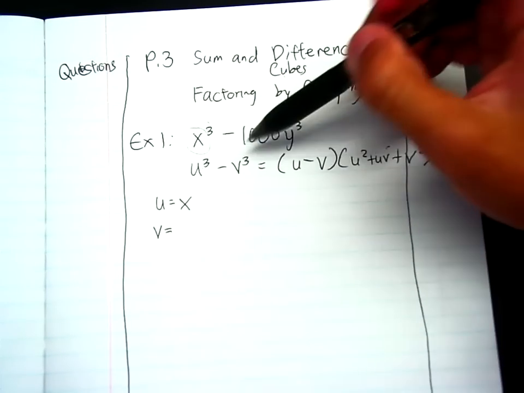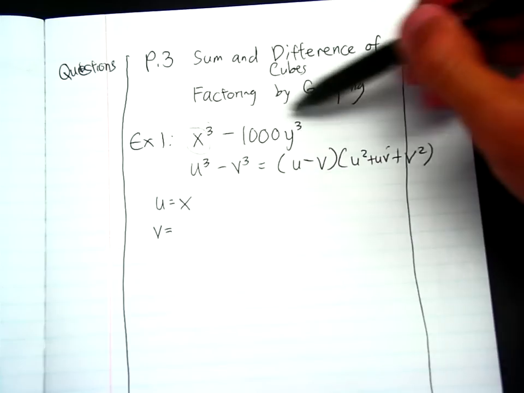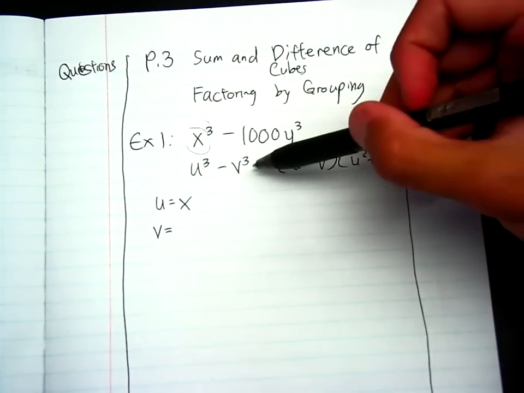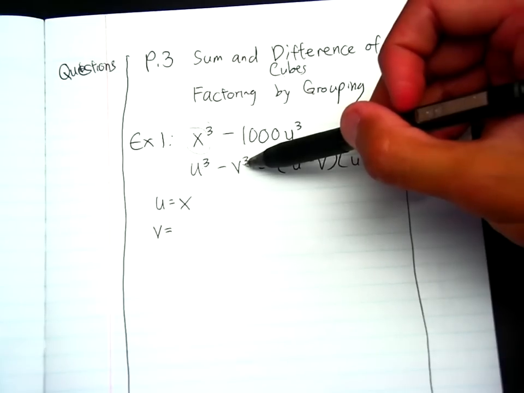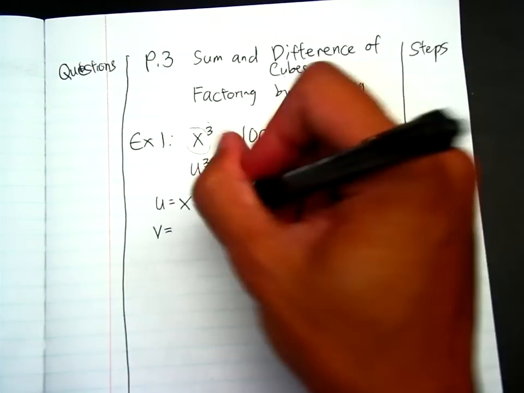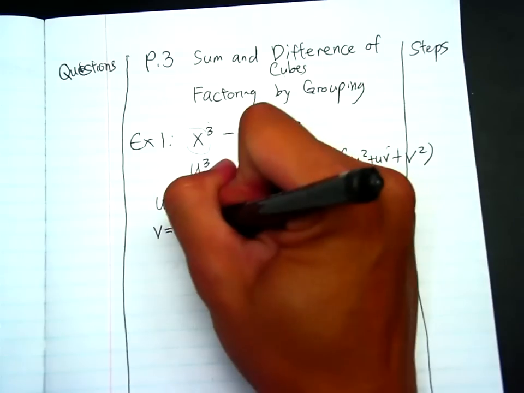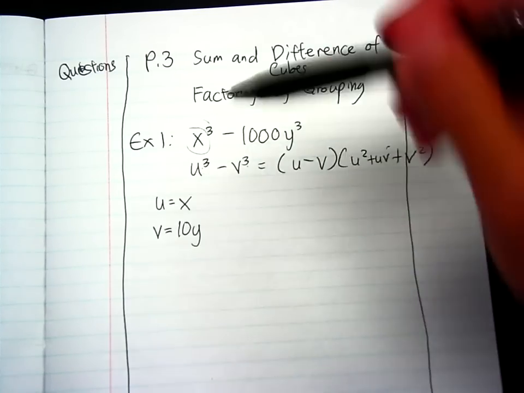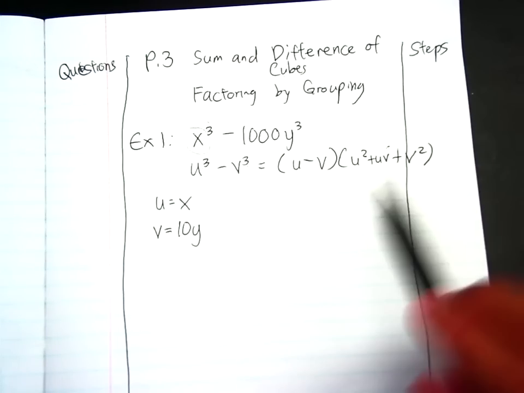If I look here, 1,000 y cubed is v cubed. So that means v, if I cube root v cubed, that's v, and if I cube root 1,000 y cubed, that would be 10y, because 10y times 10y times 10y is 1,000 y cubed. And from this point, I literally just plug into this formula.